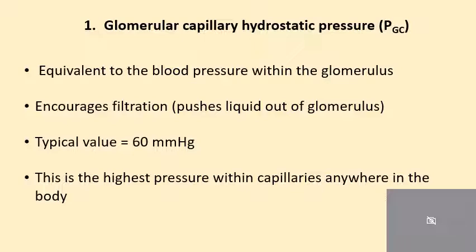So P sub GC, or glomerular capillary hydrostatic pressure, pressure inside the blood vessel, is particularly high. It's at 60 millimeters of mercury. Millimeters of mercury is a unit to express pressure. Maybe you recall it from an expression of blood pressure. We'll talk more about that when we get to the cardiovascular system. Inside our glomerular capillaries, the blood pressure is especially high. 60 millimeters of mercury inside a capillary is the highest capillary pressure in the body.